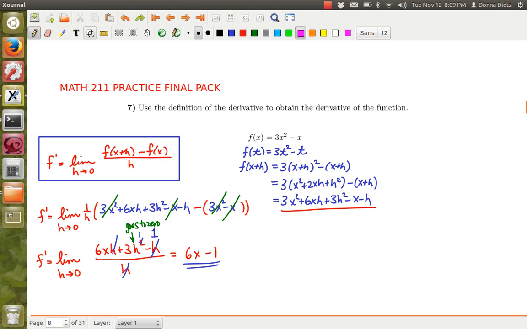Another thing people do is they'll just cancel out the h squared right here, and then they'll end up with a 3 term in their answer. So those are the kind of clerical mistakes that people can make. So you want to avoid all those kind of things.